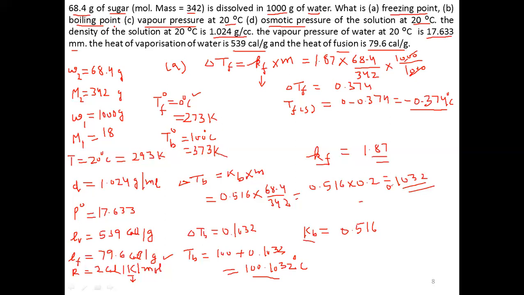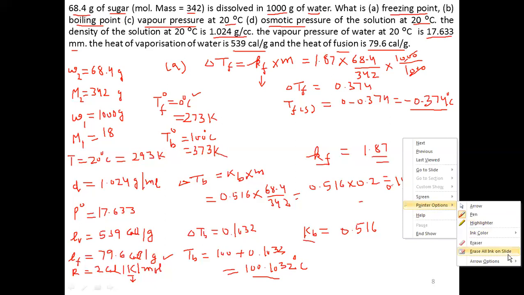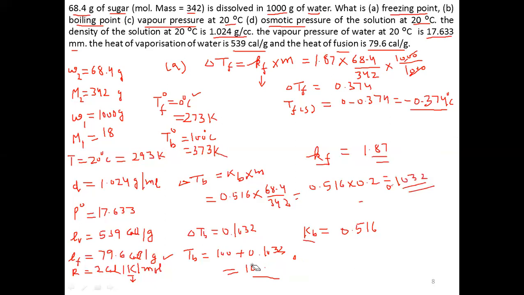Next thing is we have to calculate vapor pressure at 20 degree Celsius. So it is quite easy. First of all, I have to erase something. So I will erase the things that I don't require now. This we have calculated, so I don't require it now.